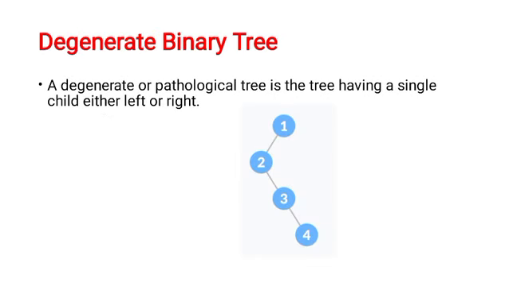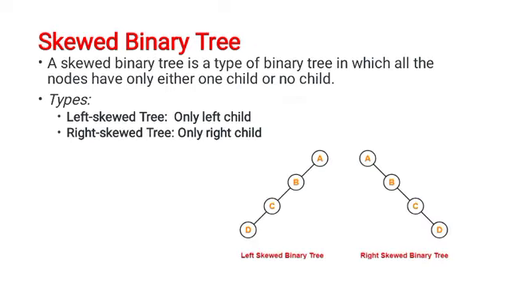Next one is degenerate binary tree. So a degenerate or pathological tree is a tree having a single child. It may be either a left child or right child alone. So in that type we call it a degenerate binary tree.